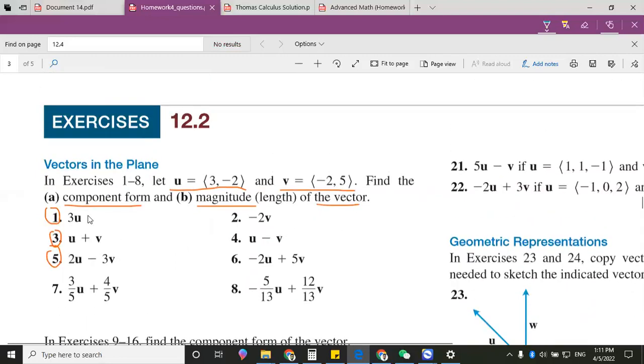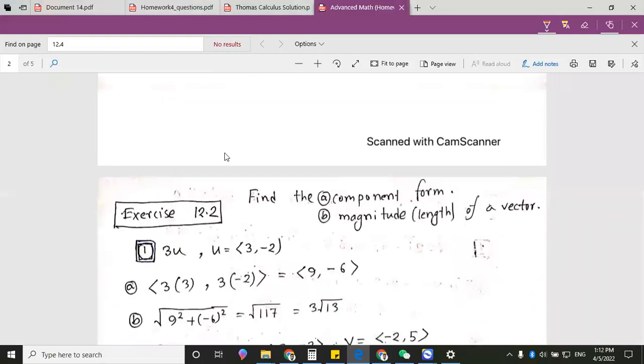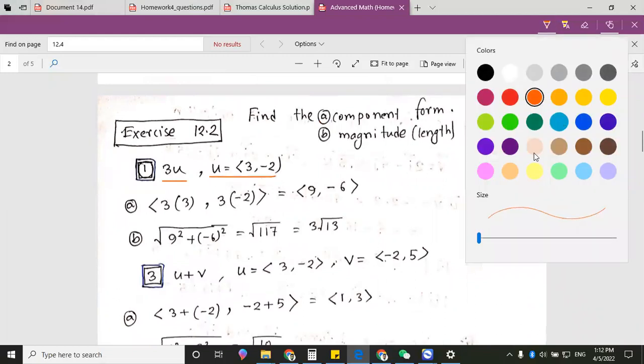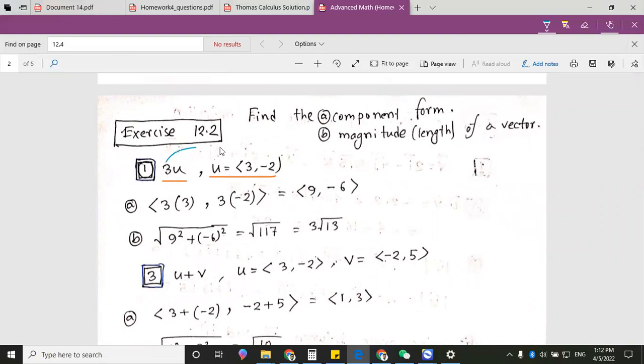Okay, so we have 3u, right? And our u is (3, -2). So we have to multiply 3 here and also 3 here, because we have 3u. We have to multiply this 3 with these values, I mean the Cartesian or coordinate values. So we are multiplying 3 with this coordinate pair: 3 times 3 and then 3 times -2. So we get (9, -6).